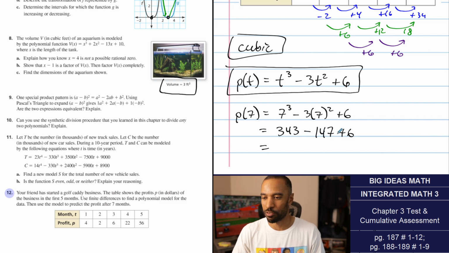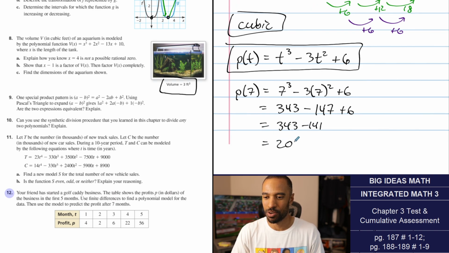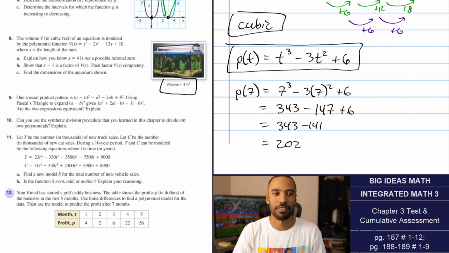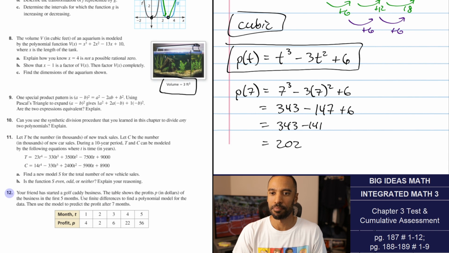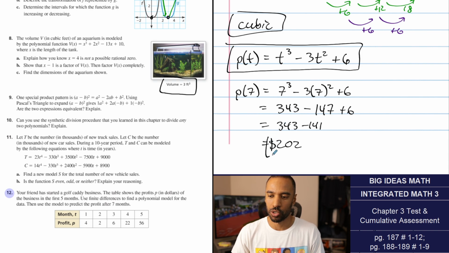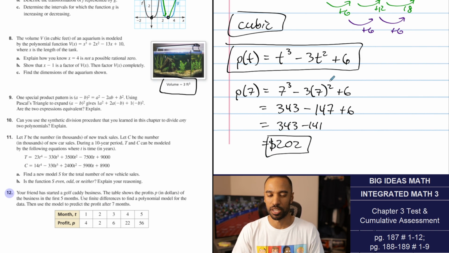Let's start with these two. Negative 147 plus 6 is negative 141. And 343 minus 141 looks easier. Is it, though? That answer is 202. So if that number is 202, what's the context of the situation that we have to put in play? This is profits in dollars after 5 months. So after 7 months is $202 of profit is the prediction.